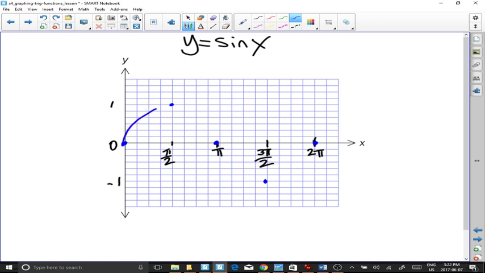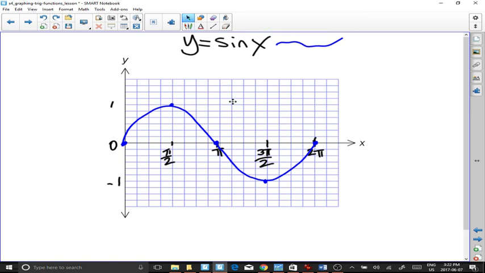So like this, like this, like this, like this, and then like that. That's what sine x looks like. A nice, beautifully drawn graph of sine x. Now, in some of the questions for homework, you're going to get something that looks like this, and there might be other numbers with it, but you might be asked to draw negative sine x.